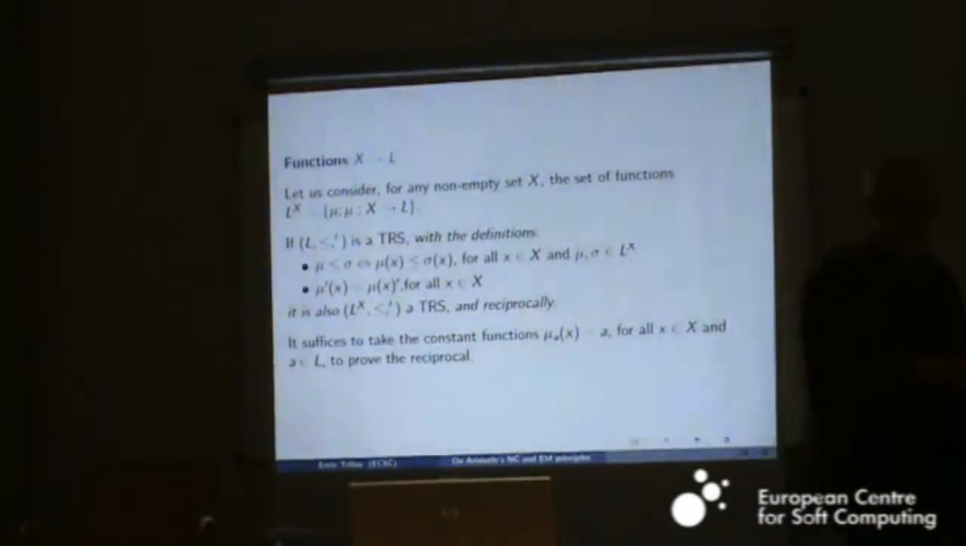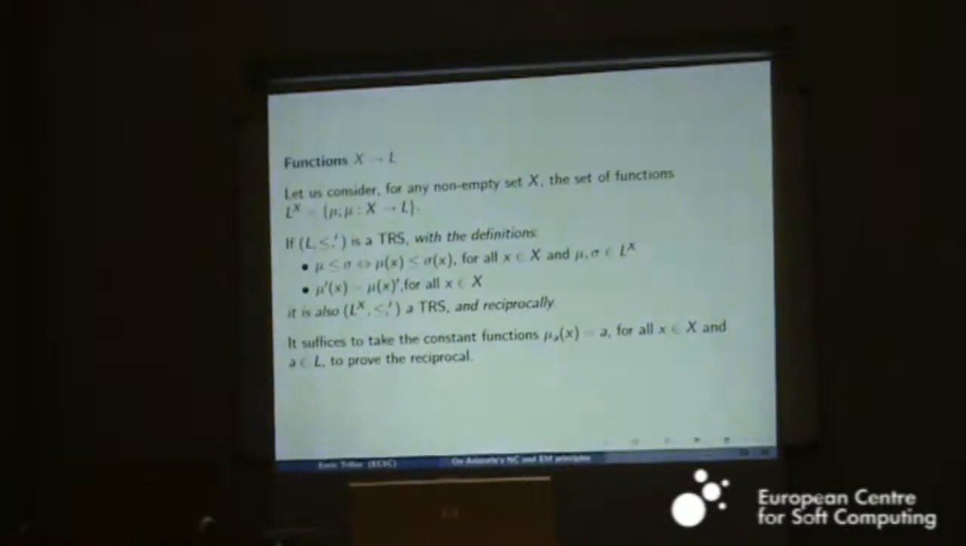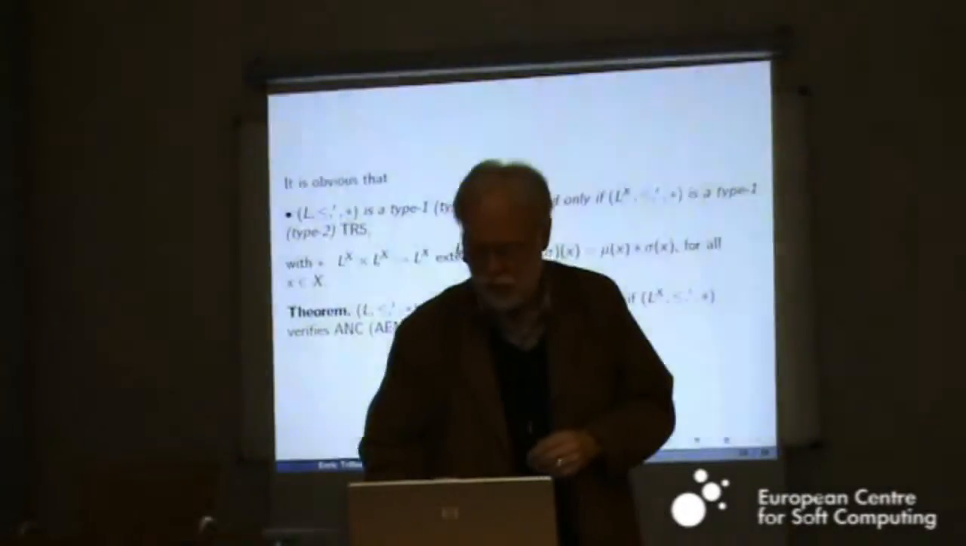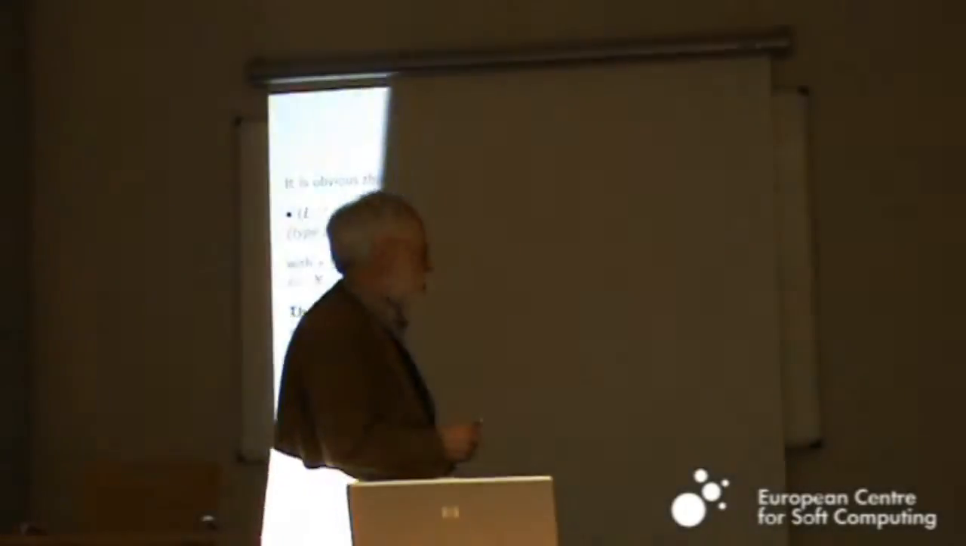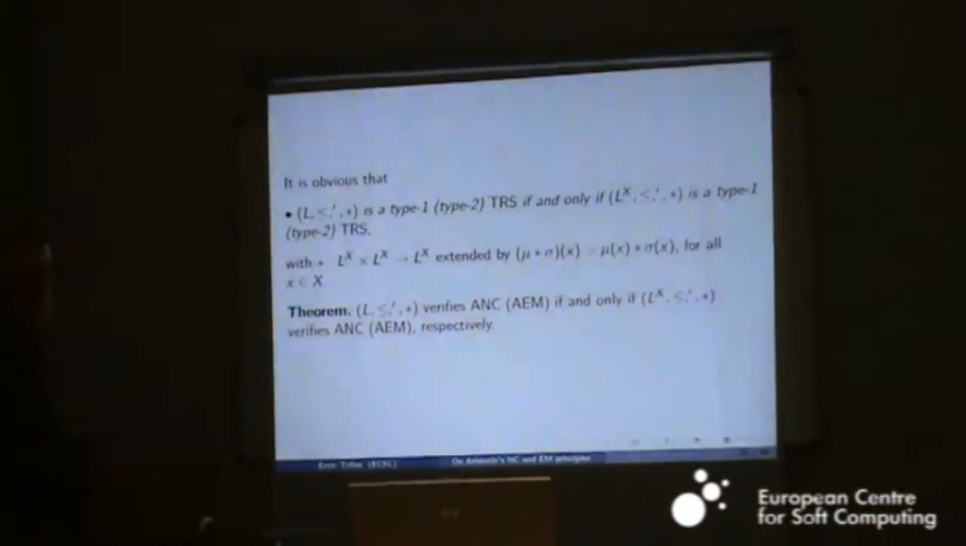You know, because the 0-1 interval is distributive for minimum and maximum, the functions are distributive. But if the functions are distributive, just take the constant functions to prove that 0-1 is distributive. It's the same. Okay, this will allow us to interpret fuzzy sets. Then, of course, this is more or less obvious.